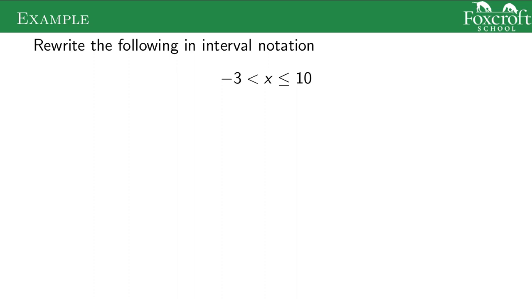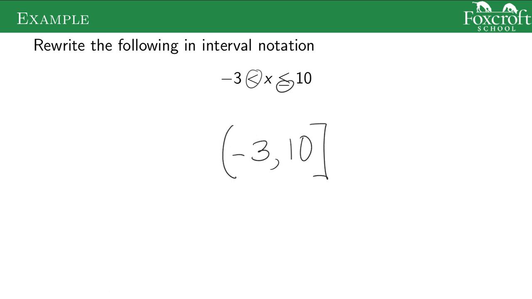All right, so for our examples, we're going to rewrite things in interval notation. So this is -3 is less than x is less than or equal to 10. My interval starts at -3 and it goes to 10. So those are the numbers that are going to go into interval notation. On the left-hand side, there's no equal sign, so that's going to be the curve. On the right-hand side, there is the equal sign, so that's going to be square.